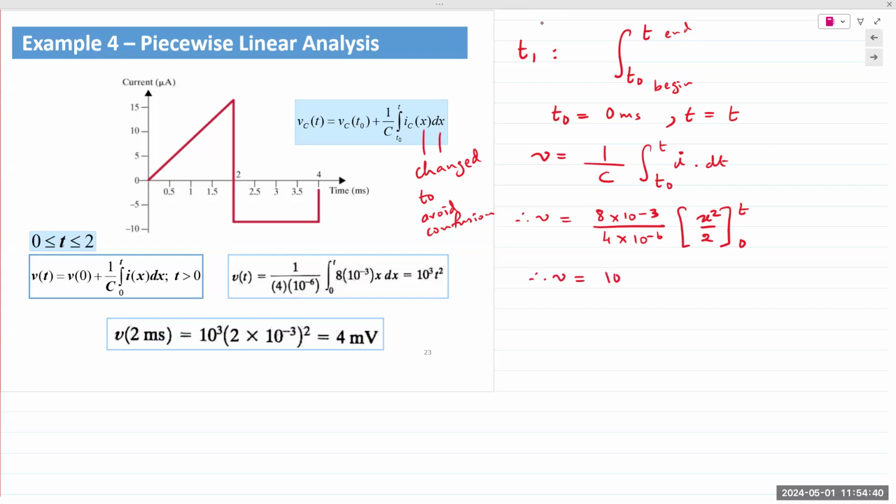and you obtain an expression, 10 cubed times t squared volts. Final answer is as a function of time. In this expression, you could put in any value between 0 and 2 milliseconds, and it'll give you the value of the voltage at any given point in that time interval. So this expression is valid only between 0 and 2. Does everyone understand that?